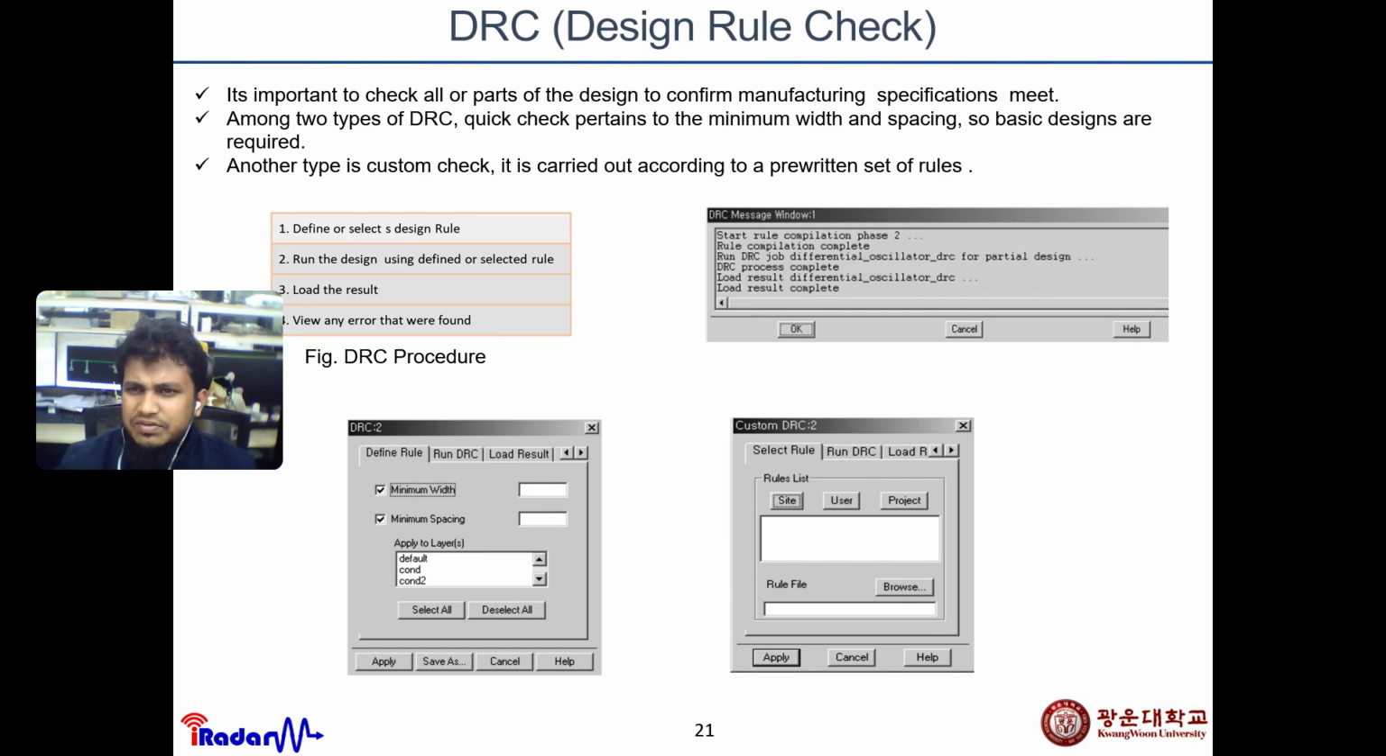Among the 2 types of DRC, quick check patterns check minimum width and spacing. Quick check is less checking, and in the maximum check, when it takes time, it checks all the things at a time. So this is actually how we are checking for errors.